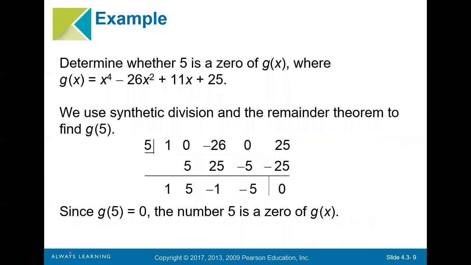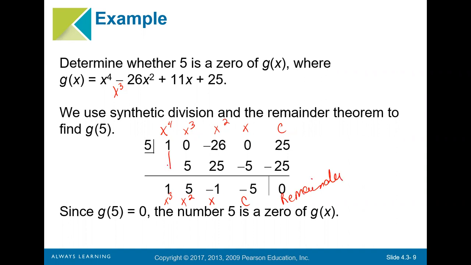This was showing you how to do another one. One, you make sure it's in descending order. Two, you see if you're missing any, and you are missing x cubed. So this is x to the 4th, x cubed, x squared, x, and then this is the constant term. So then that means we go down 1, and then we have our constant, and we have our remainder.